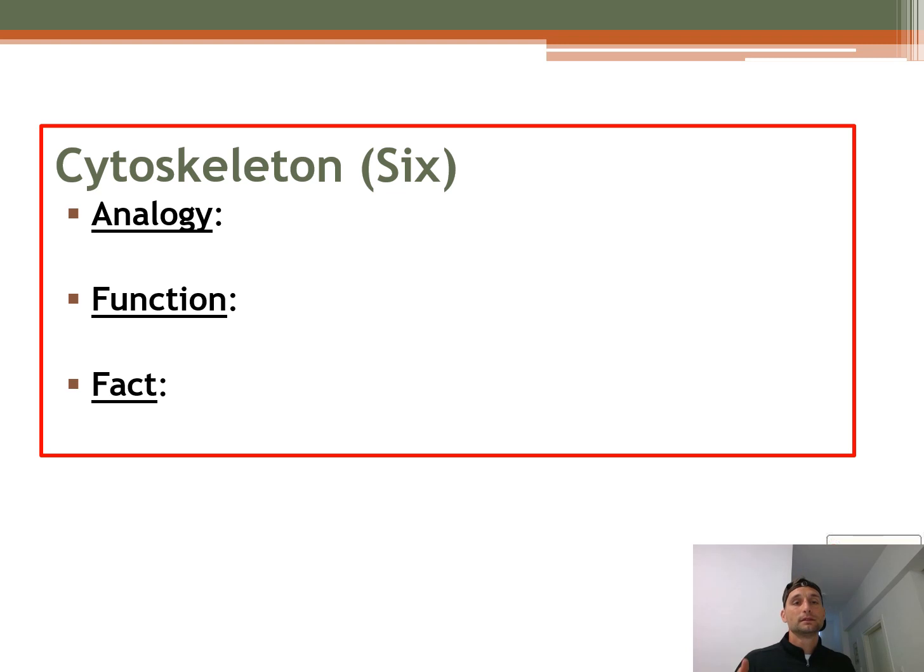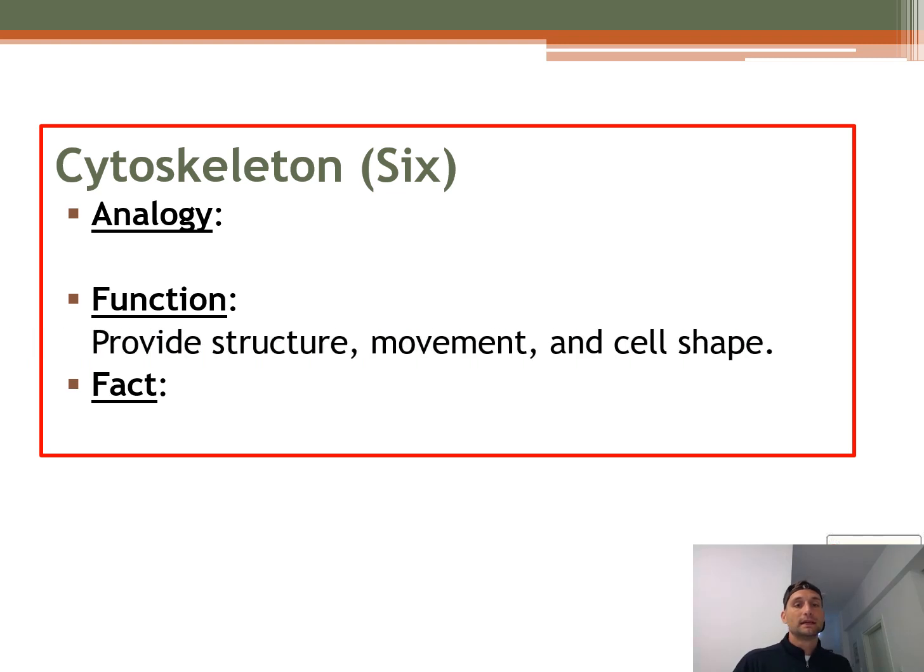Our next cell structure, this is not an organelle, is the cytoskeleton. And the cytoskeleton is the cell structure that gives the cell structure, movement, shape. It makes the cell the shape it is. It is like the steel beams in the factory, the things in the walls that you can't see that give that building shape, just like any building.